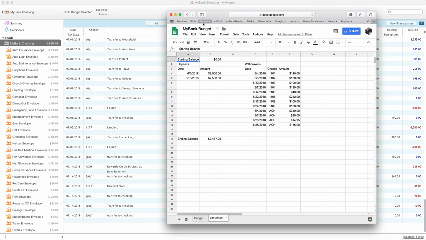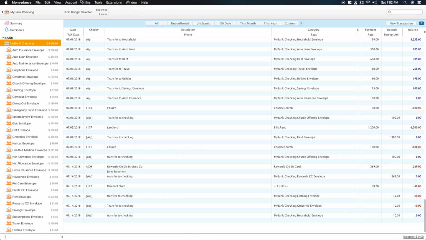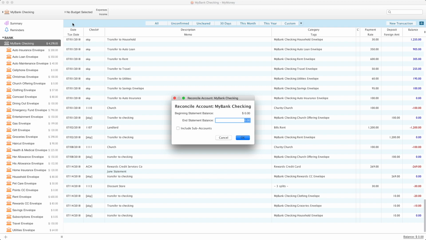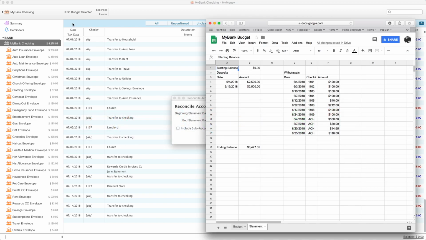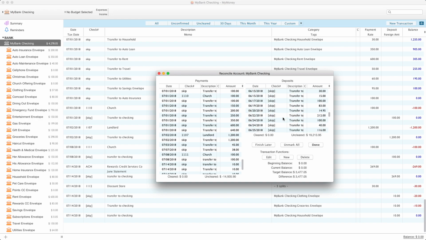So the concept of reconciling is the same as just any financial software. So we would do account reconcile. All right. And 3477.05 is our ending balance. 3477.05, and include sub accounts. We need to do that because we need those balances from those other accounts to be reflected. So you always want to include sub accounts. So we click yes. So here's where we're going to then start checking them off.